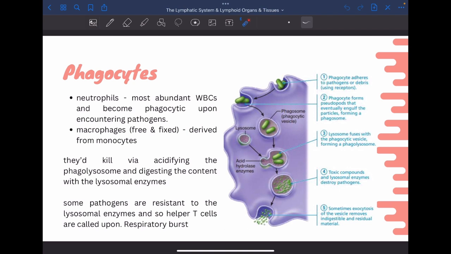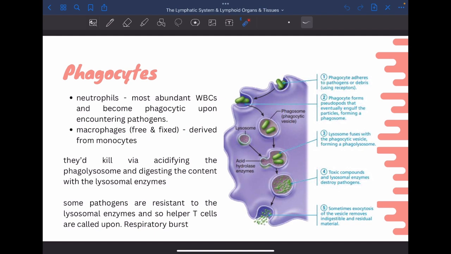Certain microorganisms are resistant to acidity, like tuberculosis. It's resistant to the lysosomal enzyme and resistant to the acidity. So in order to get rid of them, the macrophages, or these phagocytic cells in general, alert the helper T cells. So they activate the adaptive immunity.